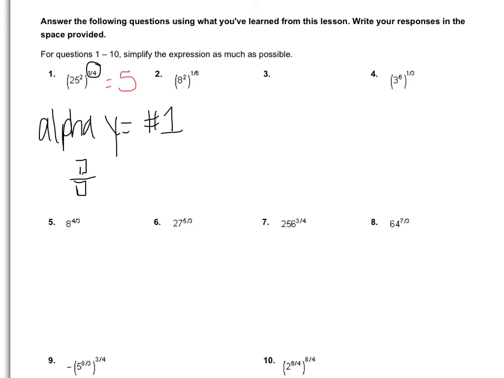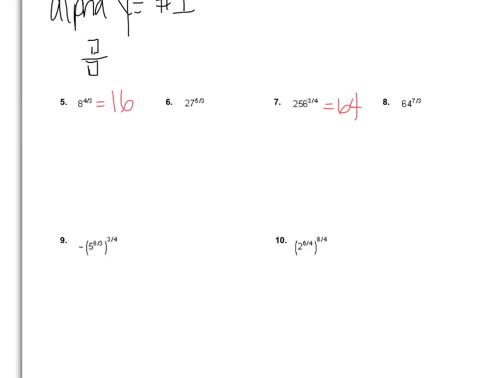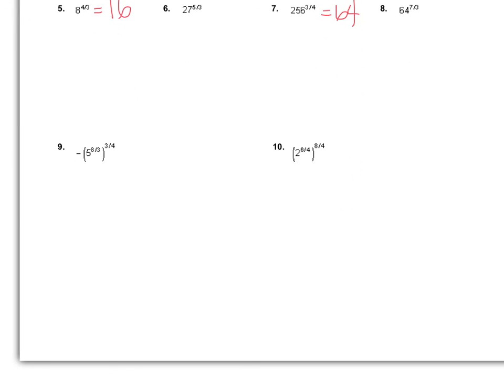I can't see 3, so I'm going to move on to 5. 5 says 8 to the 4/3. When you type that in your calculator, you're going to get 16. 7 says 256 to the 3/4. When you type that in your calculator, you're going to get 64. And number 9 says negative, and make sure that you put that negative sign outside the parentheses. Negative 5 to the 8/3 to the 3/4 is going to give you negative 25.